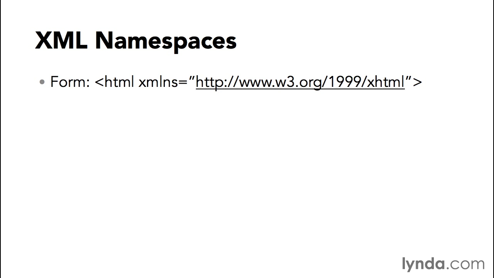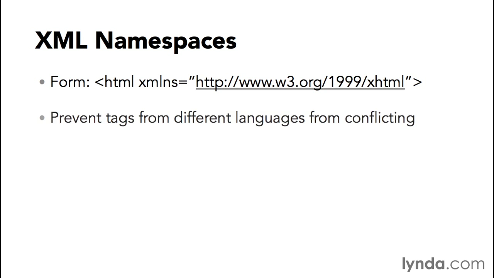So why do you use XML namespaces? XML namespaces are used to prevent tags from different languages from conflicting with each other when you try to use them in the same XML document. Remember, the X in XML stands for extensible, so I can define my own tags. Now, if I want to create an XML document that includes tags from different tag sets, there's the potential for someone using the same name for a tag that I've decided to use in my tag set.